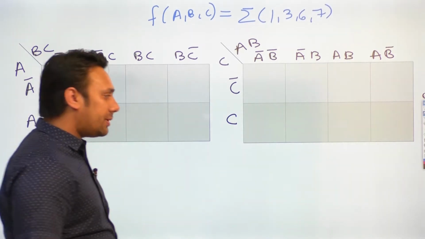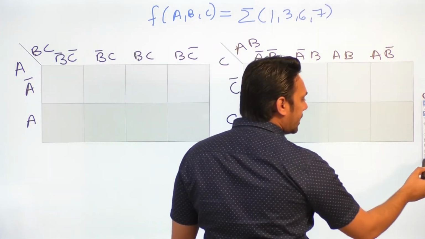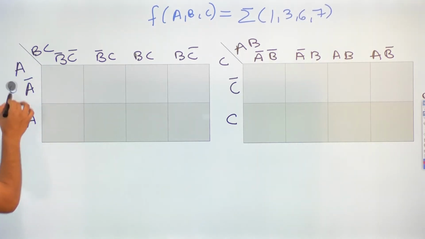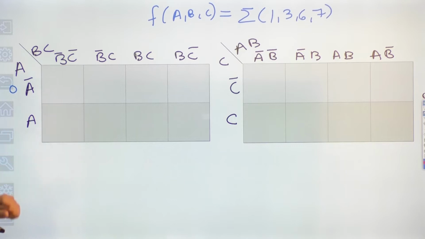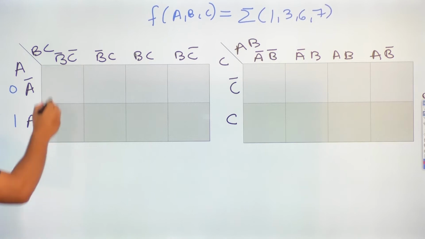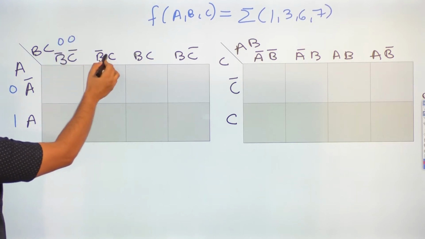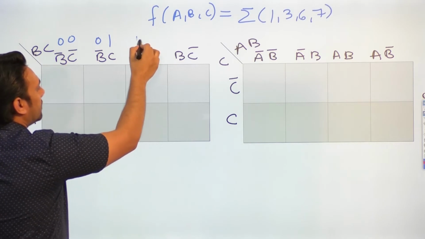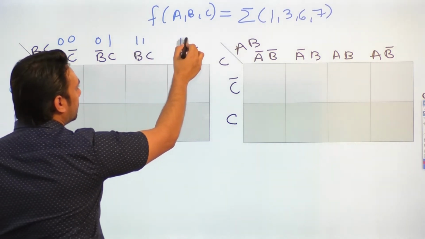Okay, and if you want to represent them with the help of a number, you can represent them with numbers also. This is representing number 0, this is representing number 1. So this A complement is representing number 0, and when I say A, it is representing number 1. Then if you have B complement C complement, this is representing number 0 0, B complement C is representing number 0 1, this is representing number 1 1, and this is representing number 1 0.